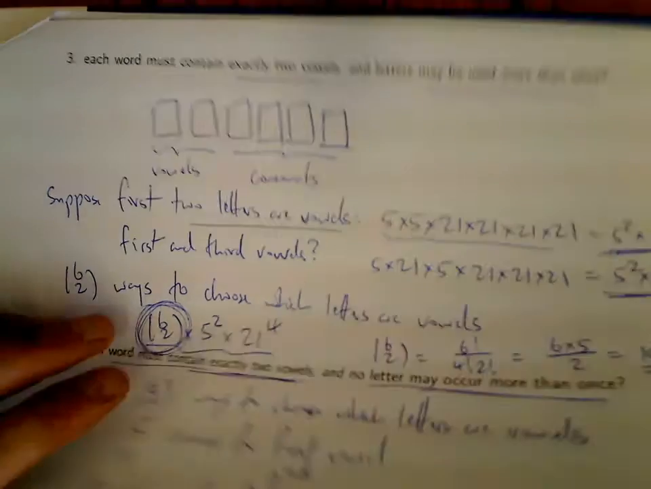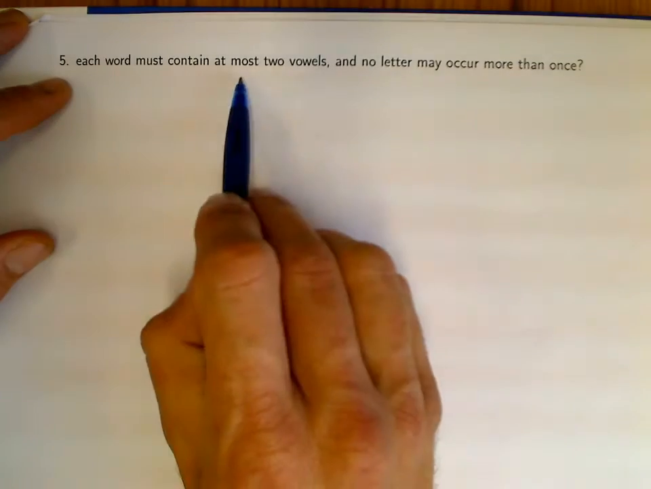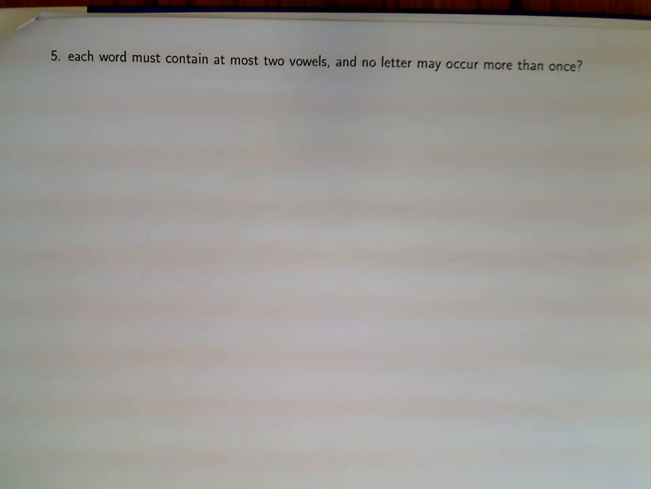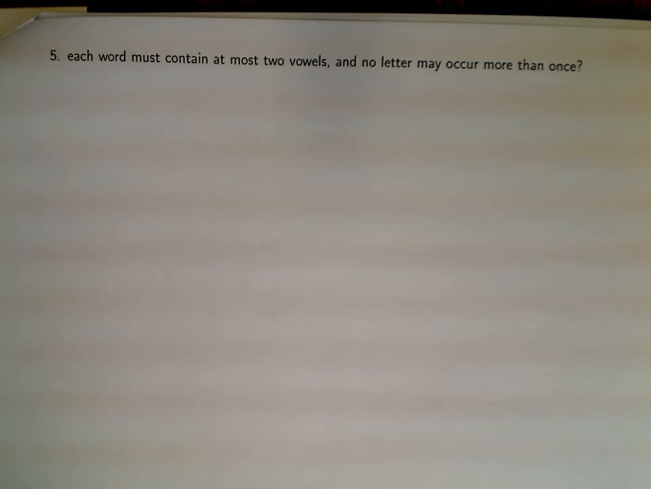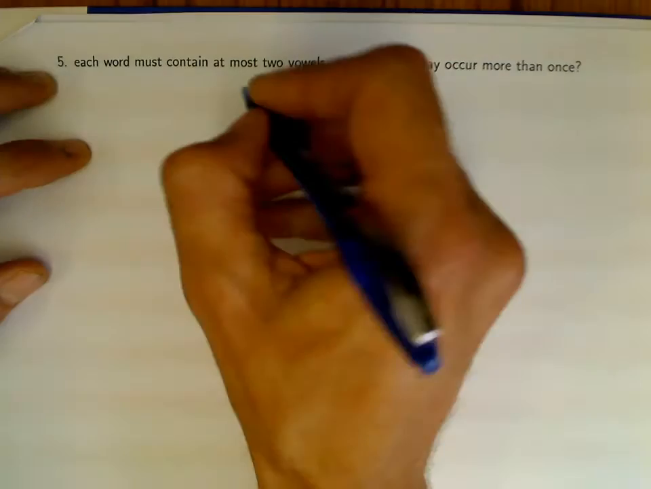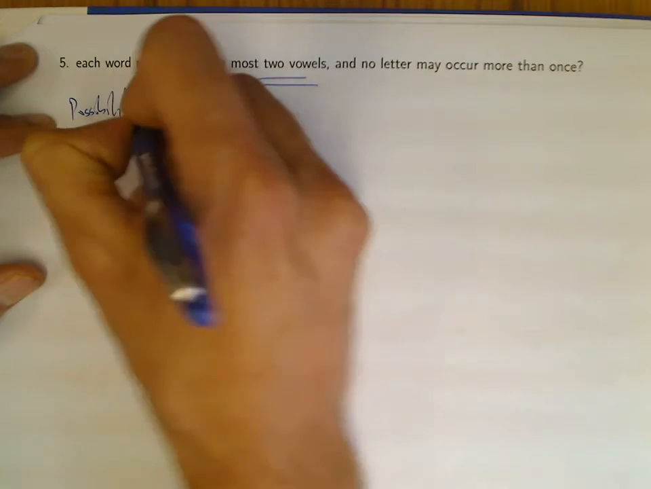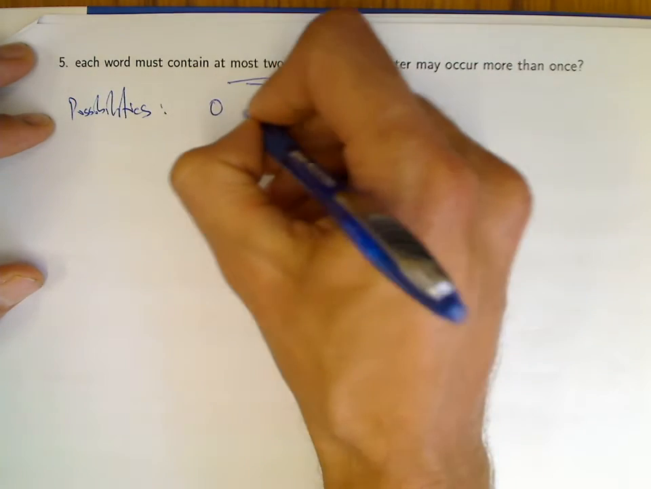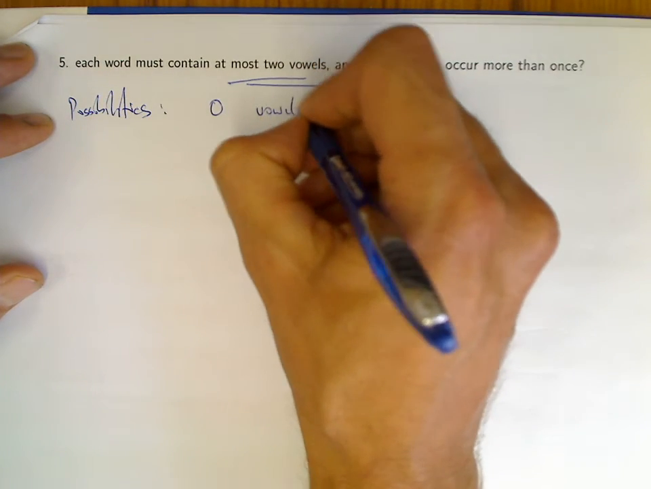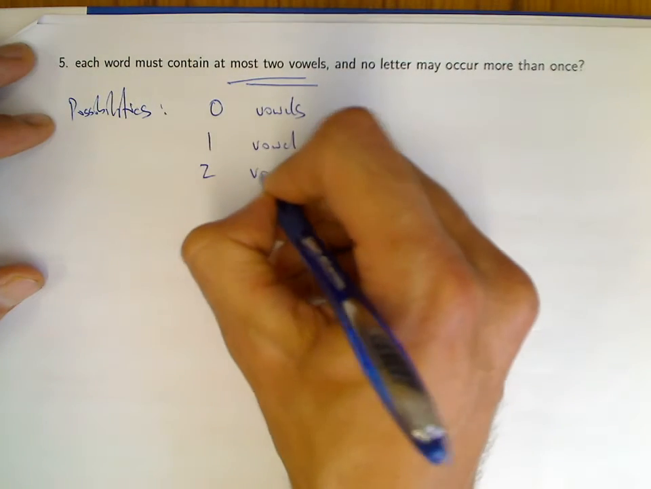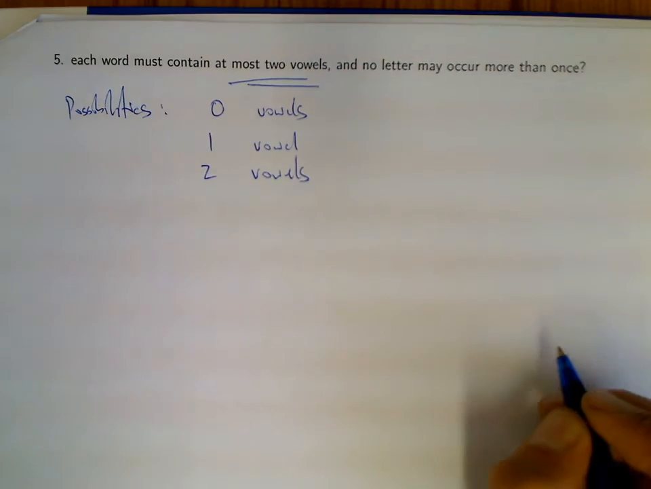Alright, so on to the last question. It says each word must contain at most 2 vowels and no letter may occur more than once. So what we can do here, it says at most 2 vowels, so the possibilities are basically 0 vowels, 1 vowel, or 2 vowels.